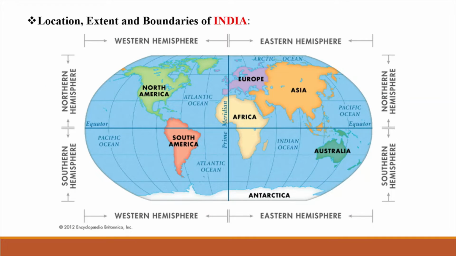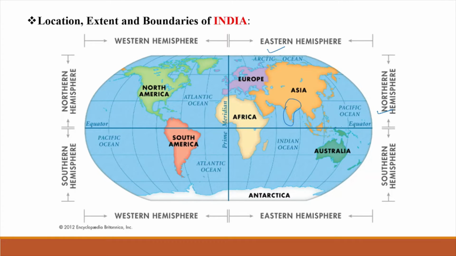Now let's move ahead to understand the location, extent, and boundaries. Firstly, we'll see India. In this picture, you can see the northern, southern, western, as well as the eastern hemisphere. Most of the continents in the world are located mostly in the northern hemisphere. Similarly with our continent of Asia, and India is part of the Asian continent. If you can see Asia here in orange, this part will be India. So we are in the northern hemisphere and in the eastern hemisphere.